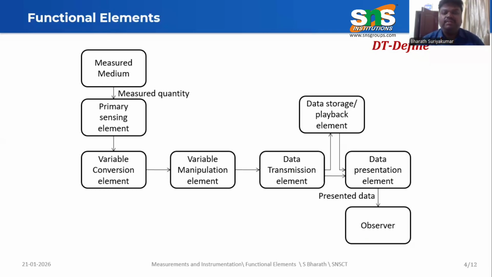So these are the various blocks involved during the process of a measuring system, or otherwise called the functional elements of a measuring instrument. It starts from a measured medium, measured quantity, primary sensing element, variable conversion element, variable manipulation element, data transmission element, data storage element, and data presentation element, and finally to an observer.